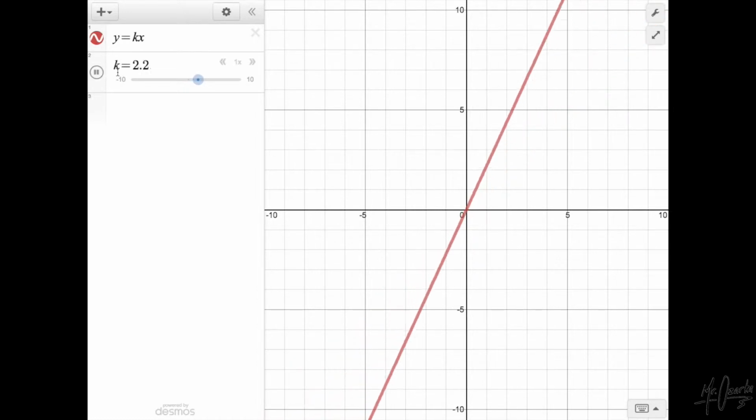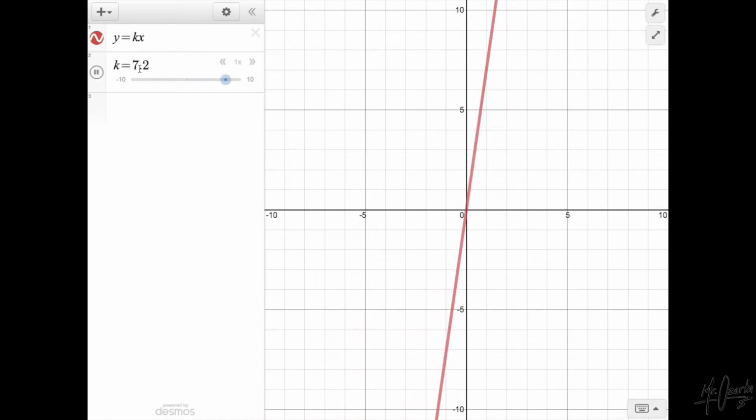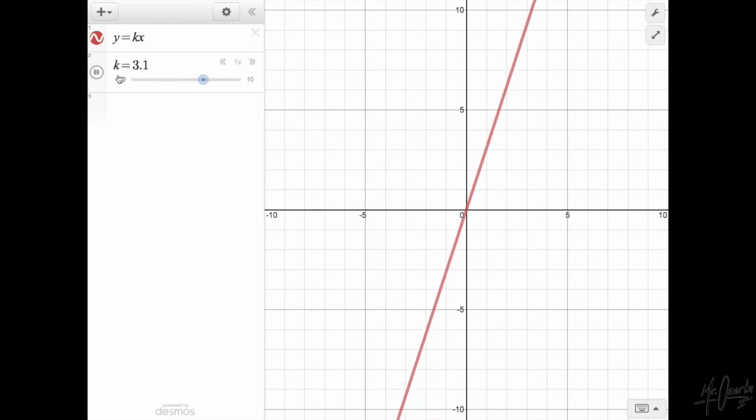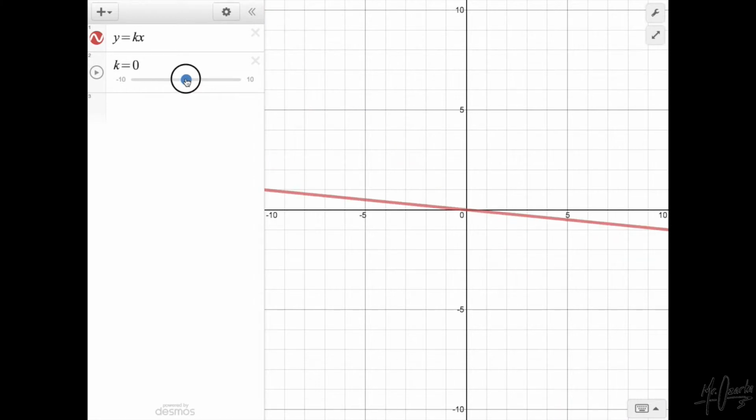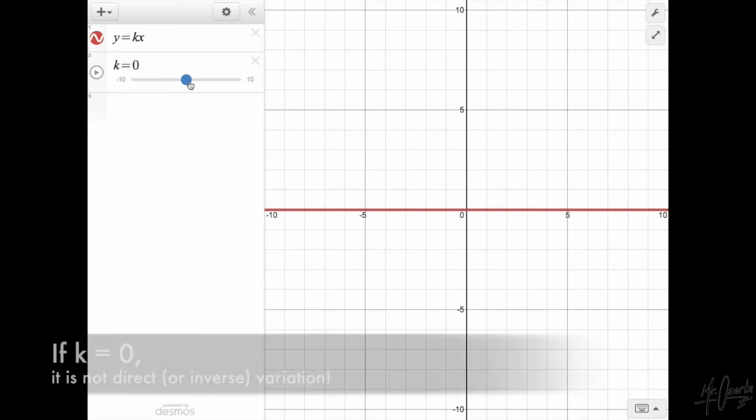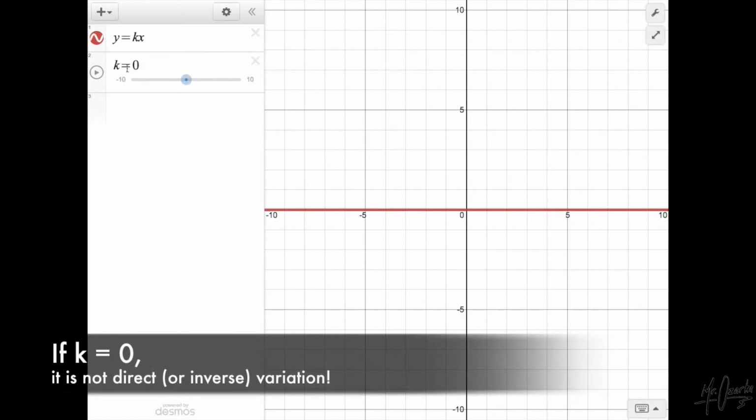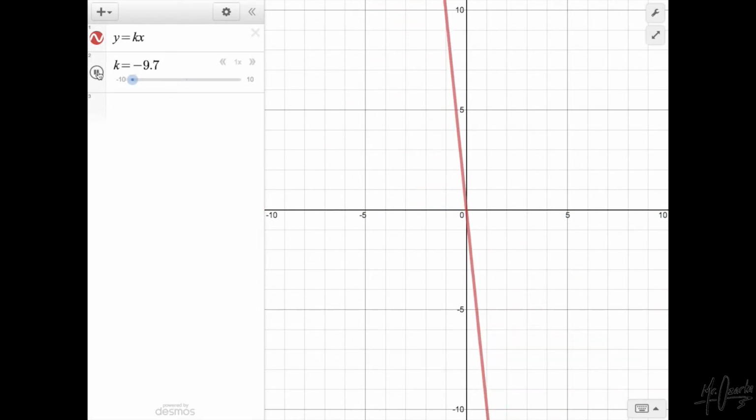The graph that's created from this is a linear graph that has a y-intercept at 0. I'm going to hit play here, and it shows you exactly what kind of k's you can have for direct variation. The one important difference is that if I put k equal to 0, this technically would not be considered direct variation. So k has to be not equal to 0 for direct variation. But other than that, this is what a direct variation graph looks like.